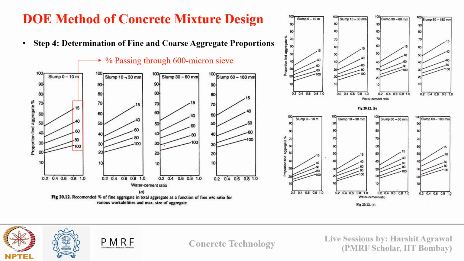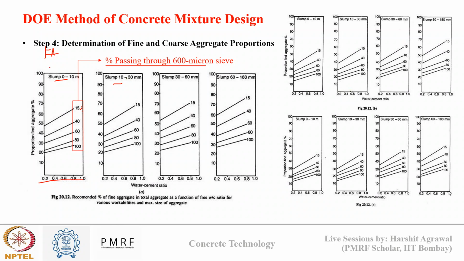Finally, for determining the fine and the coarse aggregate proportion, there are different curves provided, which are based on the W by C ratio on the x-axis, slump value, and the fineness value of fine aggregate. So you can see the W by C ratio is there, the slump value required is there, and the percentage of fine aggregate passing through 600 micron is there. I will check how much percentage of my fine aggregate is passing through 600 micron, and I will determine that percent. That is also a factor they use for proportioning fine and coarse aggregate.